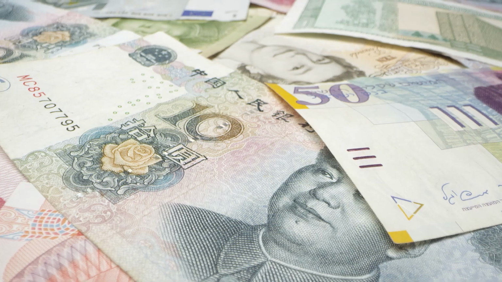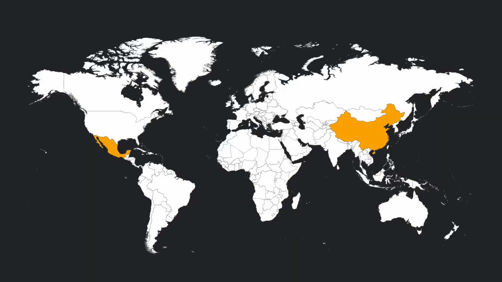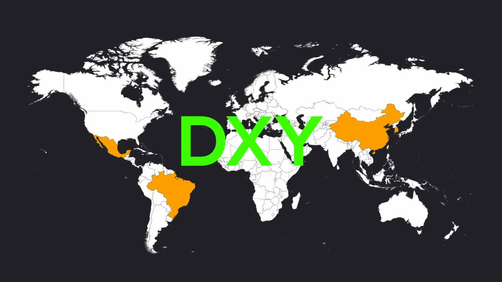The DXY began in March 1973 after the dismantling of the Bretton Woods system. The basket of currencies has only had one revision when the euro was added in 1999. The fact that so many major global currencies are not included, such as those of China, Mexico, South Korea, and Brazil, all of which are major US trading partners, gives rise to constant questions about the true accuracy of the DXY as the dollar strength indicator in its current form.